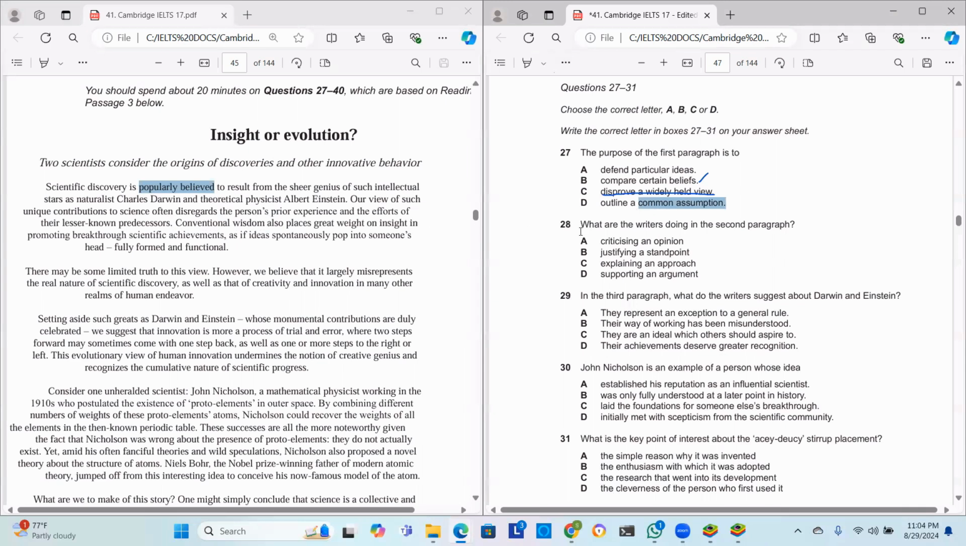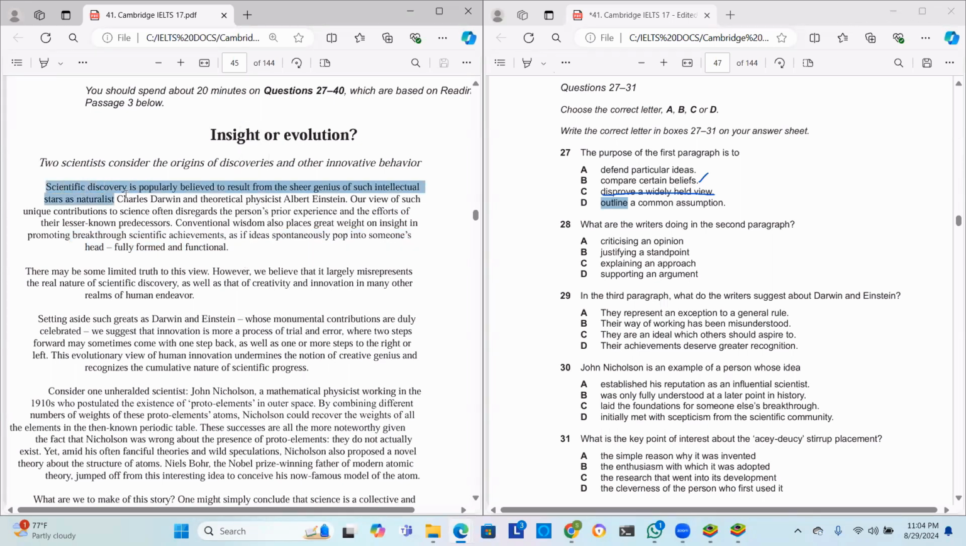Popularly believed, commonly assumed, common assumption. They both are synonyms, right? And now outline. Outlining means highlighting, talking about that. Yes, he's talking about that. Conventional wisdom also places great weight on insight and breakthrough, as if ideas spontaneously pop into someone's head, fully formed and functional. Yes, he's outlining this.